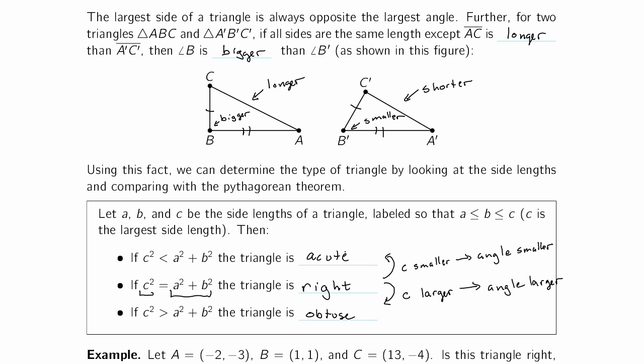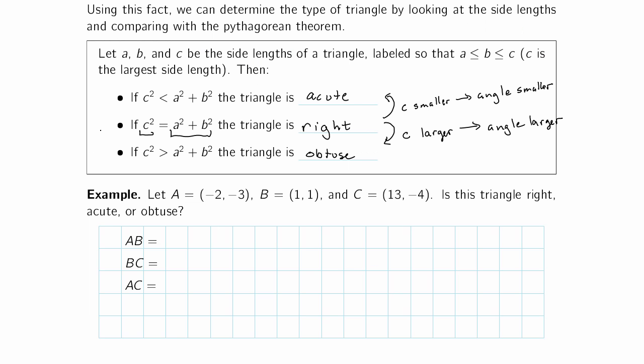Okay, here's how we'll actually use that to classify a triangle. I've got 3 points here, A, B, and C. And I don't particularly want to draw these because I don't really want to draw an x-axis that goes out to 13 if I can avoid it. So let's see if we can figure out what kind of triangle we have on our hands without plotting these points. Well, we can find the distance from A to B, right? That's the difference in the x's squared plus the difference in the y's squared. And then we take the square root.